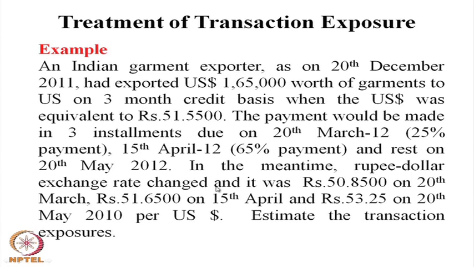In the meantime, rupee-dollar fluctuations are there, and it was expected that the exchange rate will be 50.85 on 20th March, 51.65 on 15th April and 53.25 on 20th May per US dollar. All these exchange rates are different from the current spot rate of 51.55, so that is a transaction exposure. The question is: you have to identify the transaction exposure and estimate the amount of exposure. Now, let us do the problem.